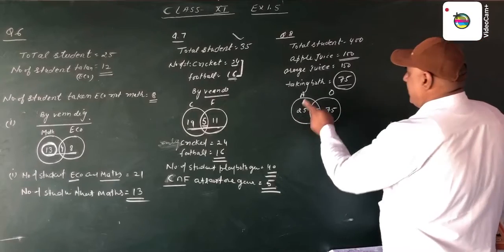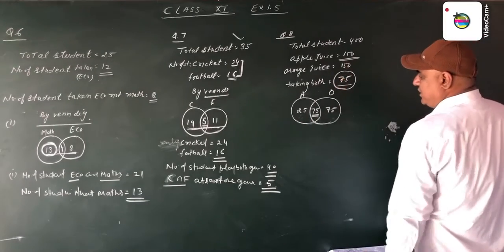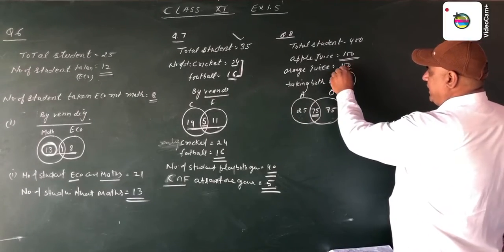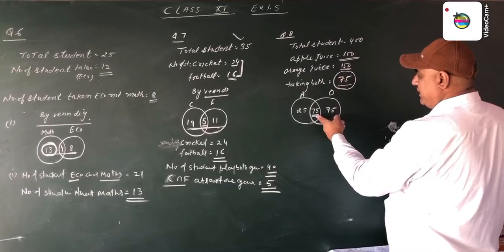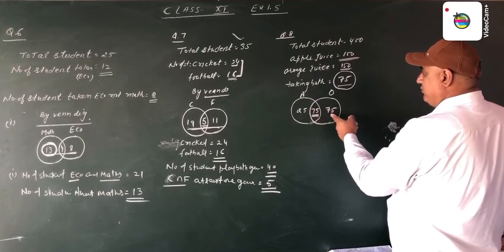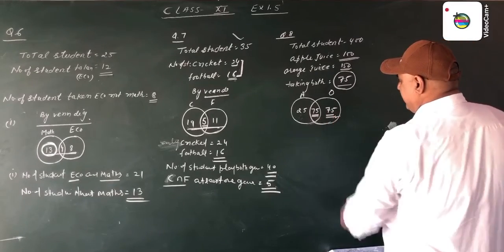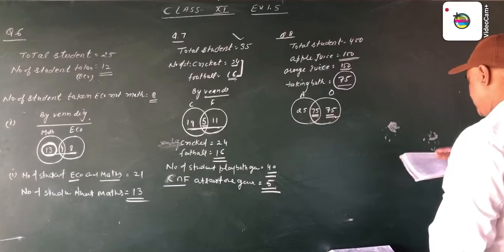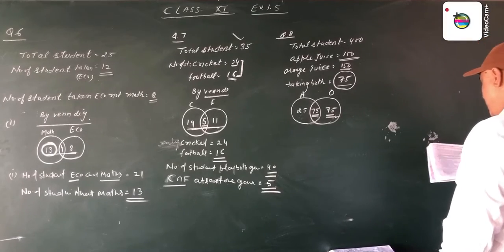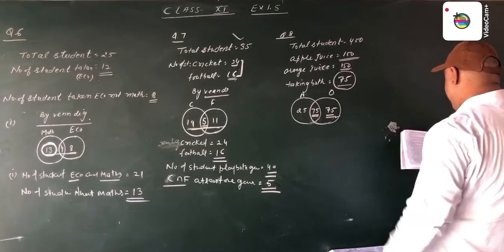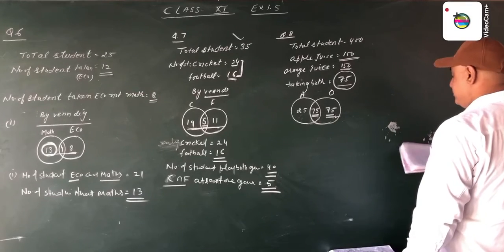Now also the orange juice students are 150. We have already taken 75 students in this area. So 150 minus 75, we get 75. These are the 75 students who have taken only orange juice. Now we have to find how many students were taking neither apple juice nor orange juice.